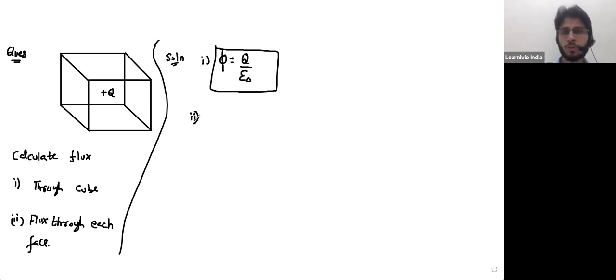Next, what we can do is we can calculate flux through each face. So cube has 6 faces. Flux through all these 6 faces is q by epsilon naught. We need to calculate flux through a single face. So we can solve this in this way. Say you have 6 faces in a cube. Flux passing through all 6 faces is q by epsilon naught.